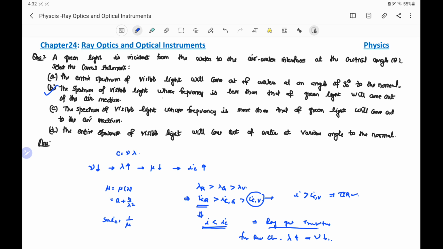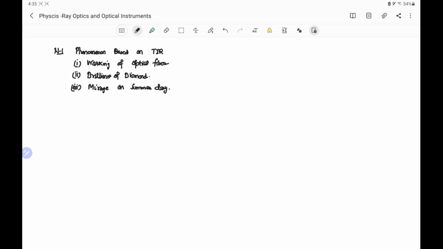The spectrum of the visible light whose frequency is less than that of the green light will come out of the air medium. There are phenomena which are based on total internal reflection. Number one is the working of the optical fiber. Second is the brilliance of the diamond. And third is mirage on a summer day.